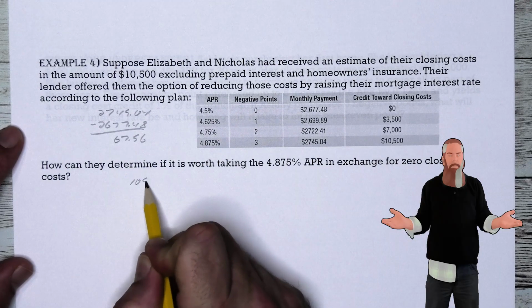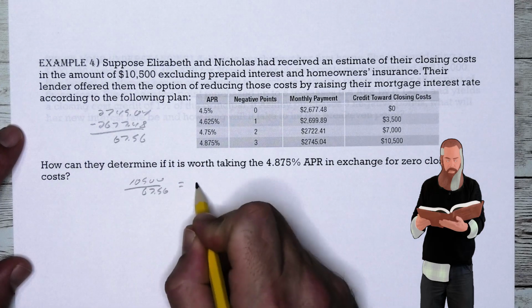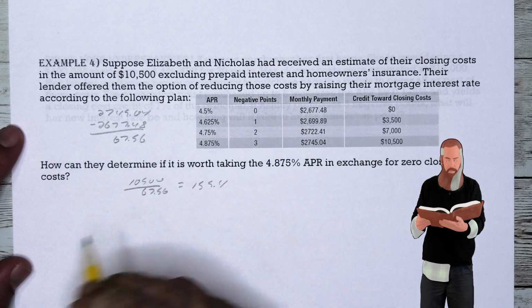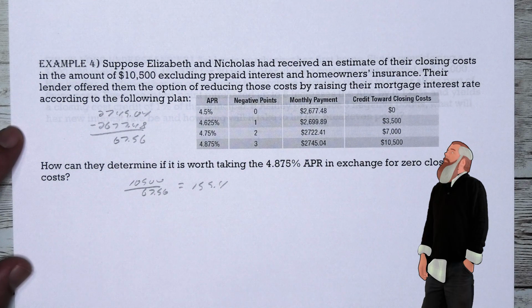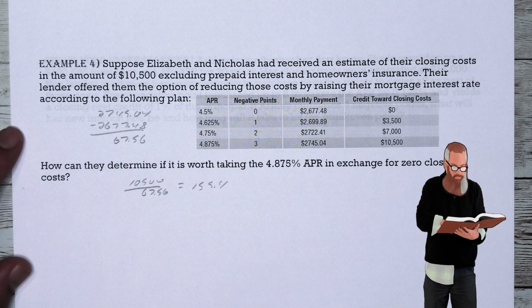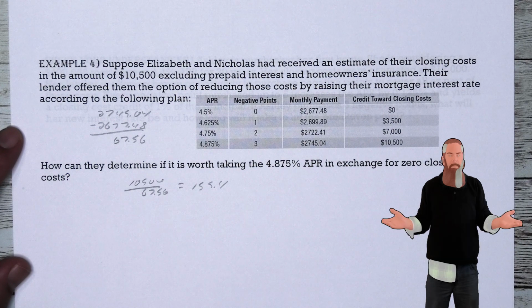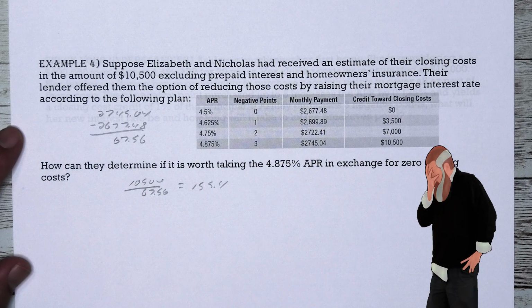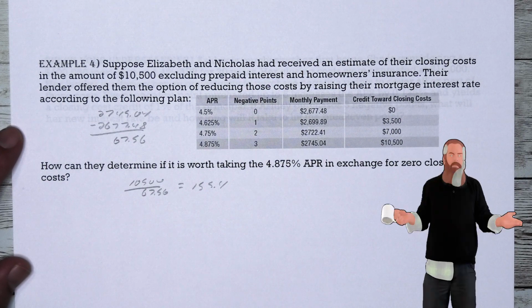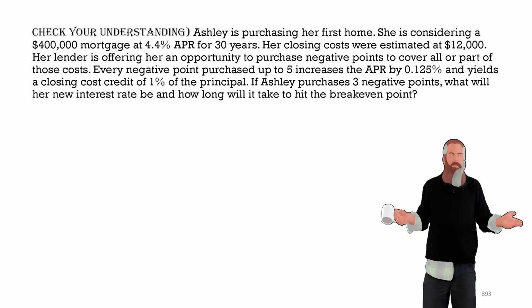So if we take that $10,500 and divide it by $67.56, we get approximately 155.4. So after 155 months, they will have paid off the original closing cost. But if they are remaining in the house with the same mortgage, they will be paying an extra $67.56 each month they stay because they opted for negative points. Since they're planning on staying for the duration of the loan, the purchase of negative points would not be a good idea. Let's check our understanding of this.